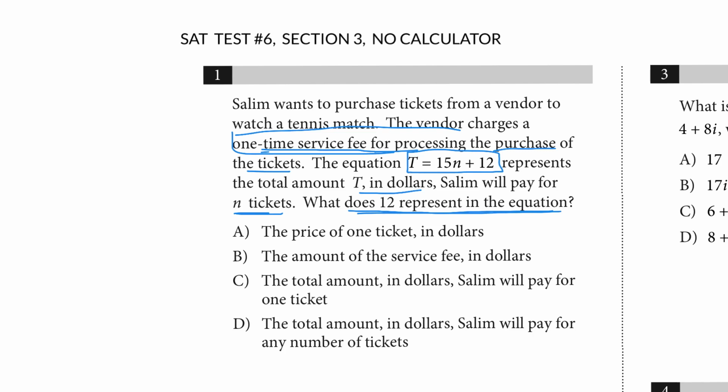And so the price of one ticket in dollars is not 12. The amount of the service fee in dollars, that's answer B. The total amount of dollars Celine will pay for one ticket, that's not right. The price of one ticket, see, those two are the same, so there's no way it could be A or C. The total amount in dollars Celine will pay for any number of tickets, that's not right either. And so the correct answer was B.